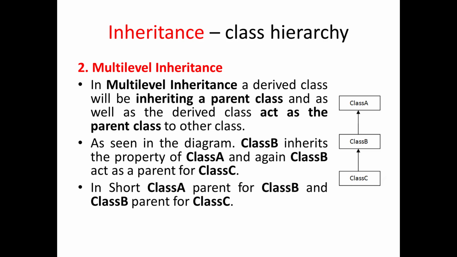The next type is multi-level inheritance. In multi-level inheritance, a derived class can act as the parent class to another class. In this diagrammatic representation, class B is a derived class of class A. That is, class B is a child of class A, and also a parent of class C. Using the object of class C, we can access class B's property and also class A's property.